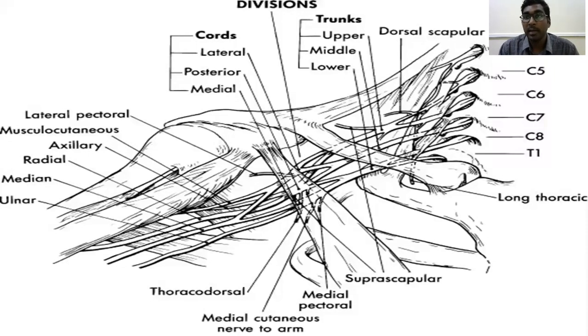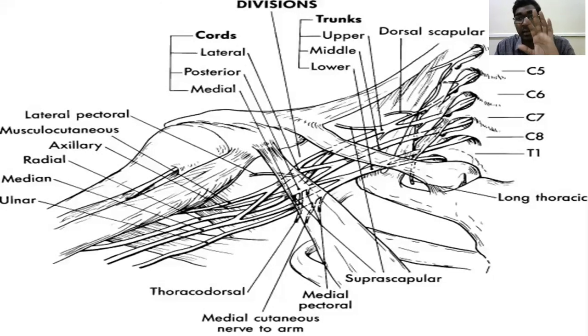The lateral cord produces three branches: the lateral pectoral nerve, the musculocutaneous nerve, and the lateral half of the median nerve. The medial cord produces the medial pectoral nerve and the ulnar nerve, and it contributes the medial half of the median nerve. In addition, the medial cutaneous nerve of the arm and the medial cutaneous nerve of the forearm are produced directly from the medial cord.